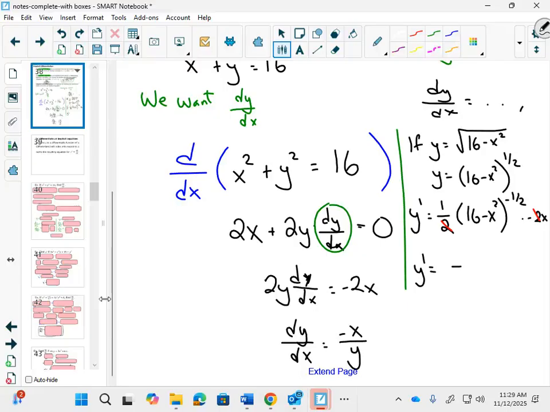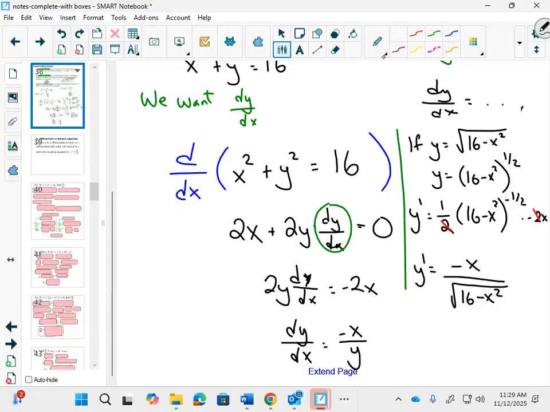And if I wanted to, I said I could move this down to the bottom, right? And moving it down to the bottom would give me the square root of 16 minus x squared. Because I have a negative exponent of a half, that brings it down to the bottom. A half makes a square root.